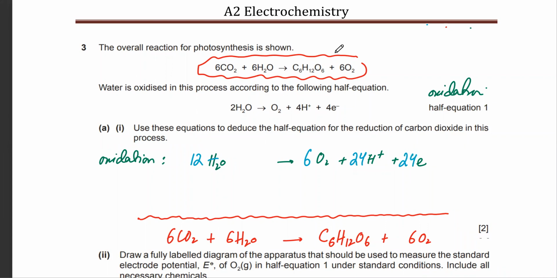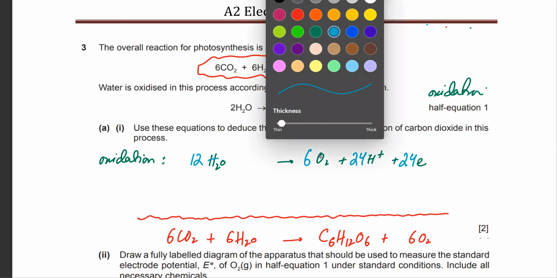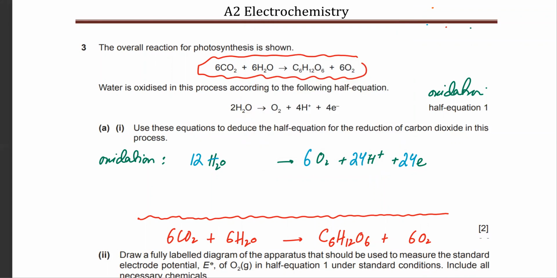So I just wanted 6 O2s in my final equation, so I just multiplied this equation by 6. So what is my missing equation now? That's what we're going to focus on. The missing equation is my reduction equation.